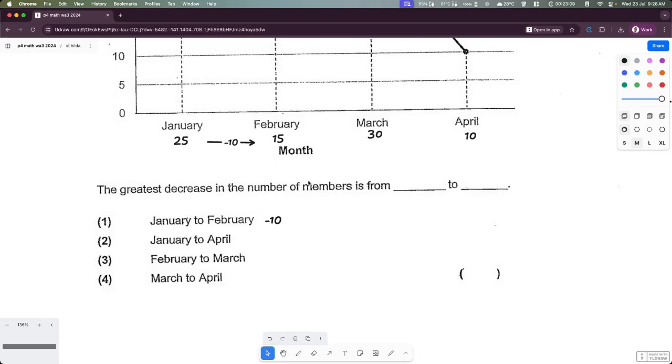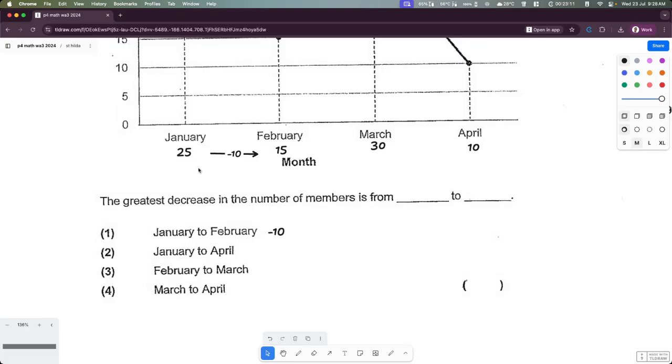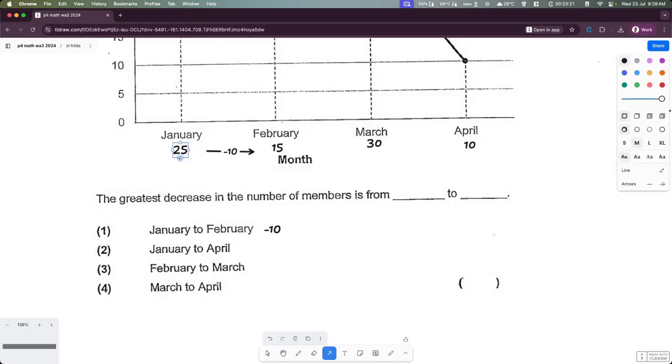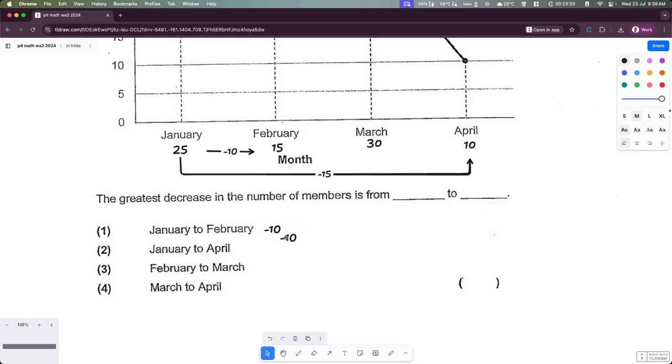Next one, January to April. If I draw an arrow from January to April, this is 25 to 10, which is minus 15. So we can just write that also, minus 15.